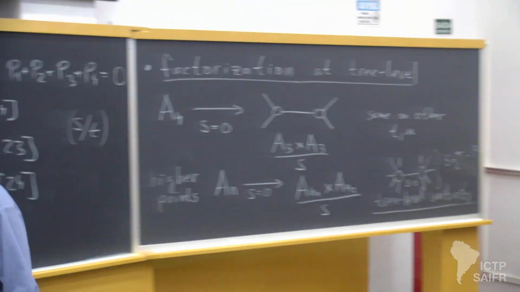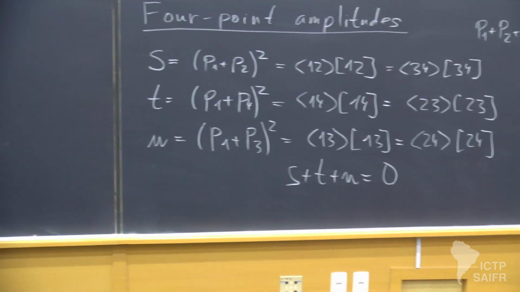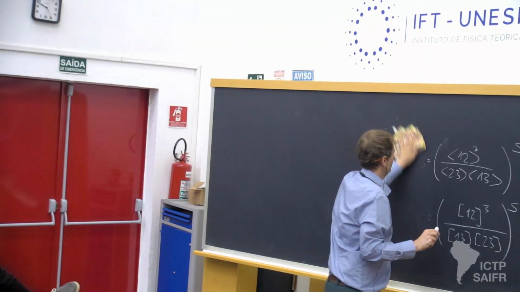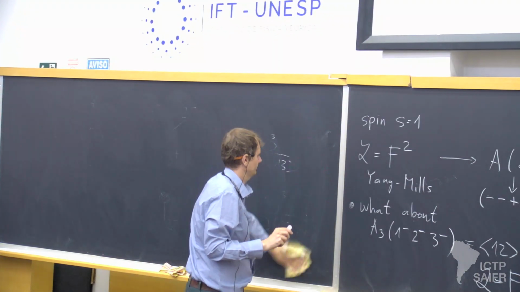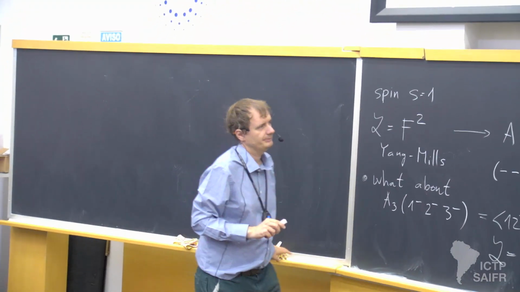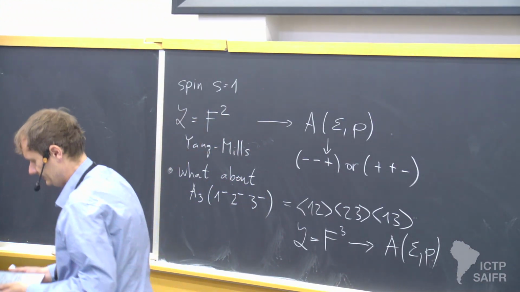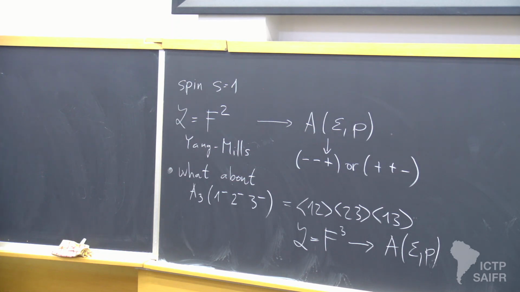Okay. So let's now look more concretely at how things work at 4-point, and how does this factorization look in detail? We just schematically saw that things must factorize into the product of two 3-point amplitudes on a pole, when one of the Mandelstam invariants, one of these S, T and U, is 0. But how does the factorization look in detail, also with respect to these spinor helicity variables?